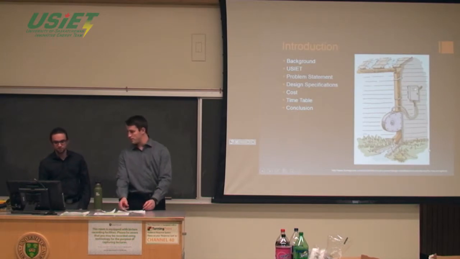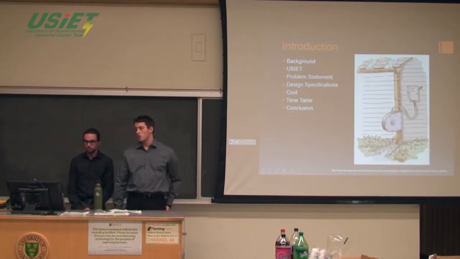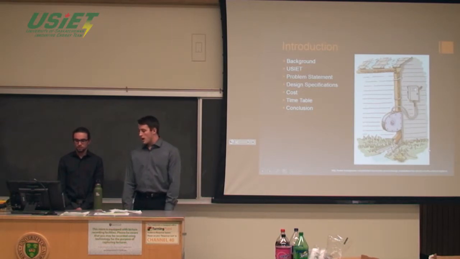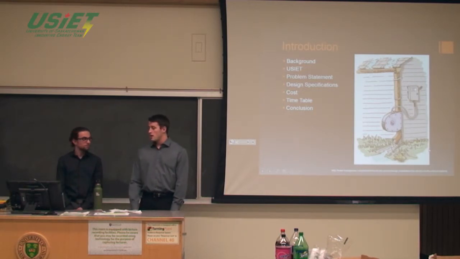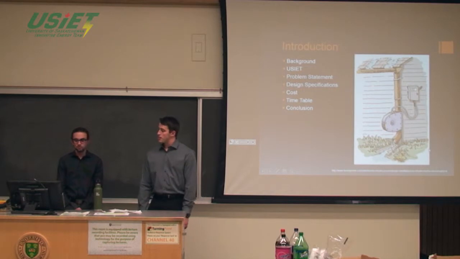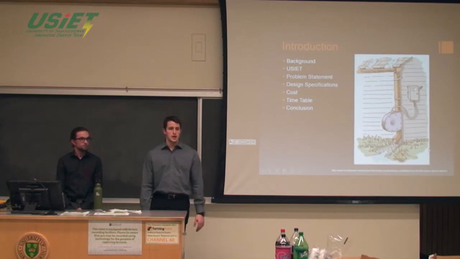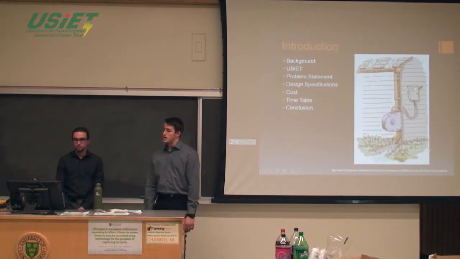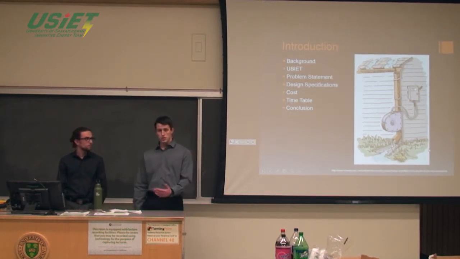All right, just what we're going to talk about. We'll go through a brief background, just kind of what we've come up with. We'll talk about how it fits with Usiet, our problem statement. Briefly, design specifications. We have dimensions and a fairly detailed design, but we won't go too in depth on it right now. Then we'll go through cost and timetable, and then we'll conclude.